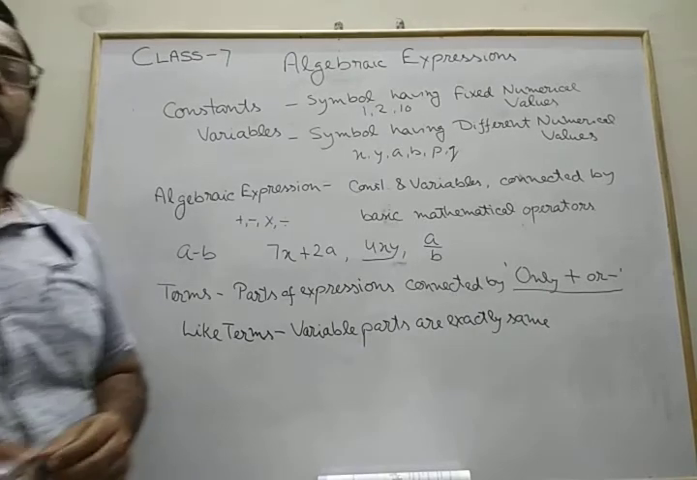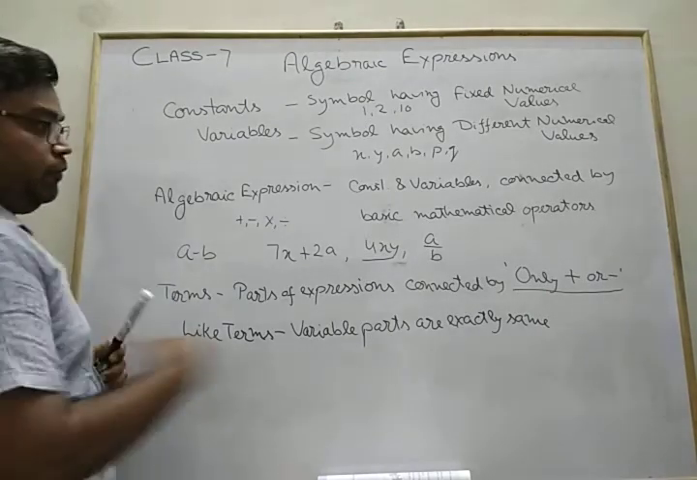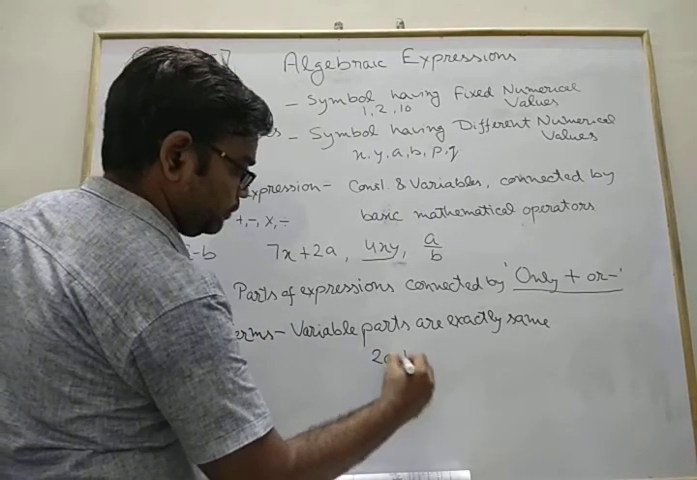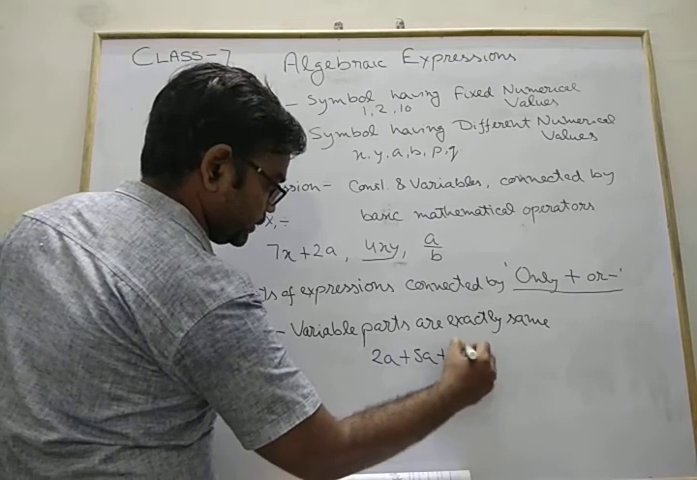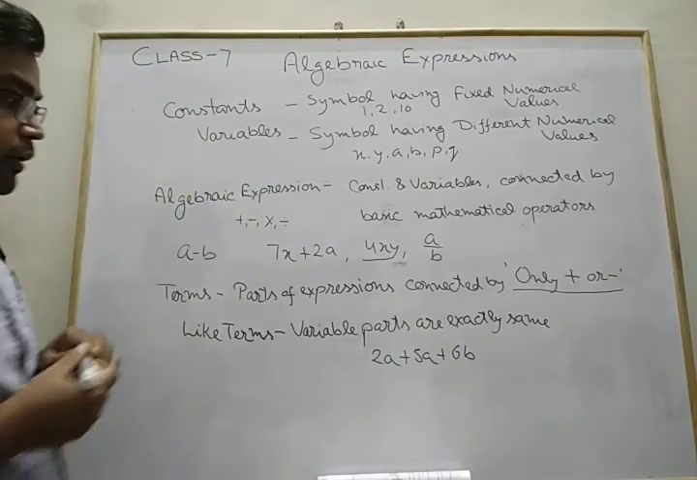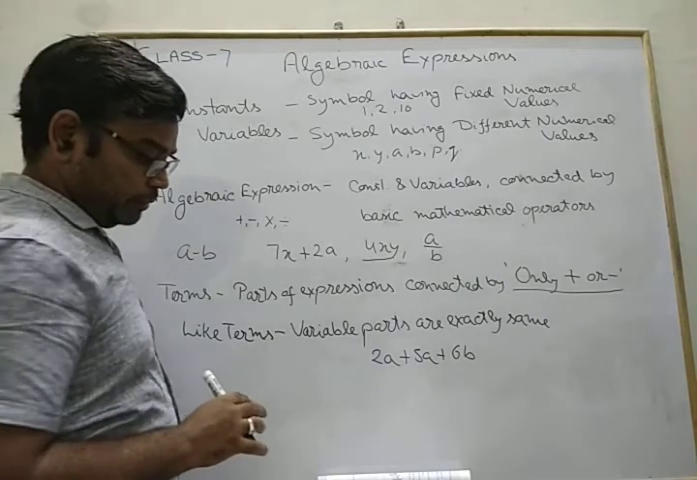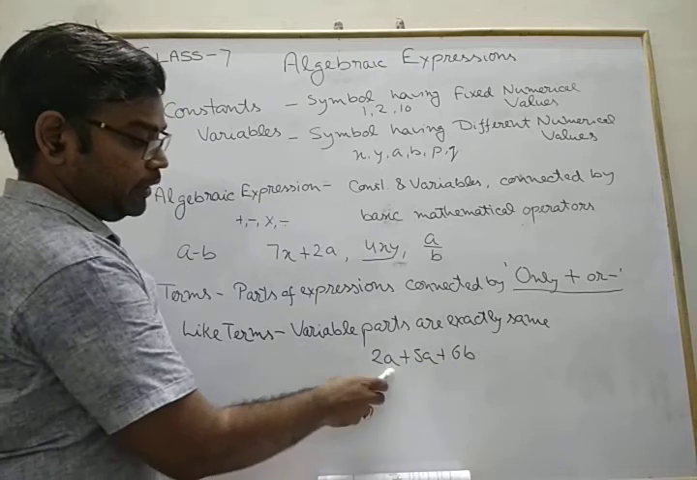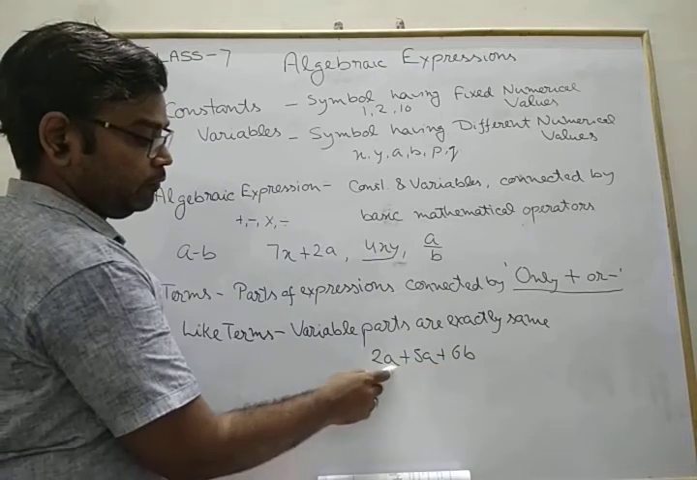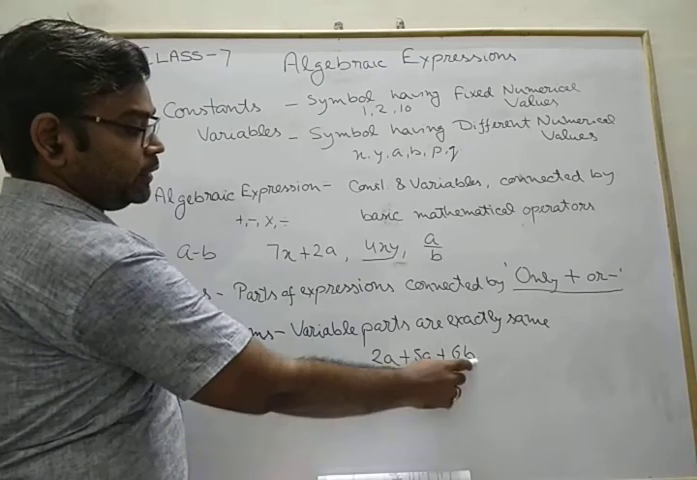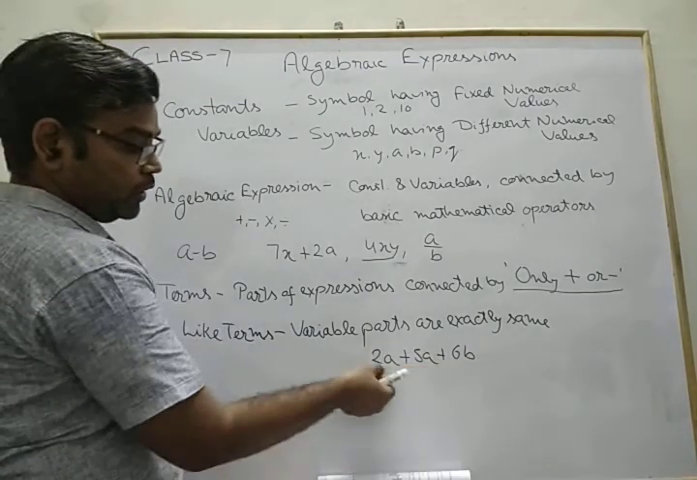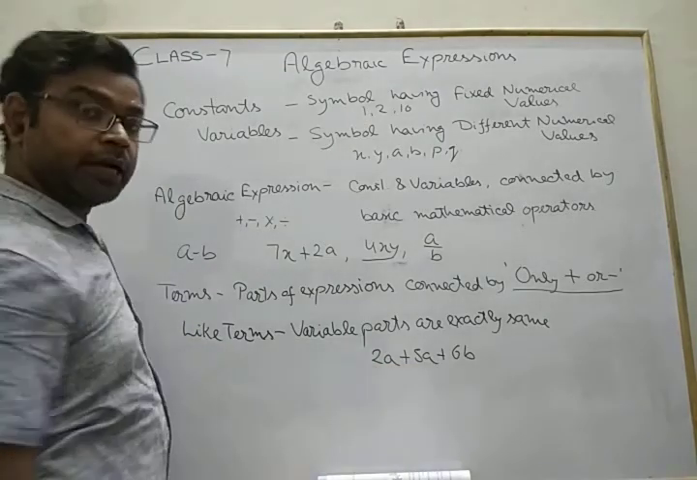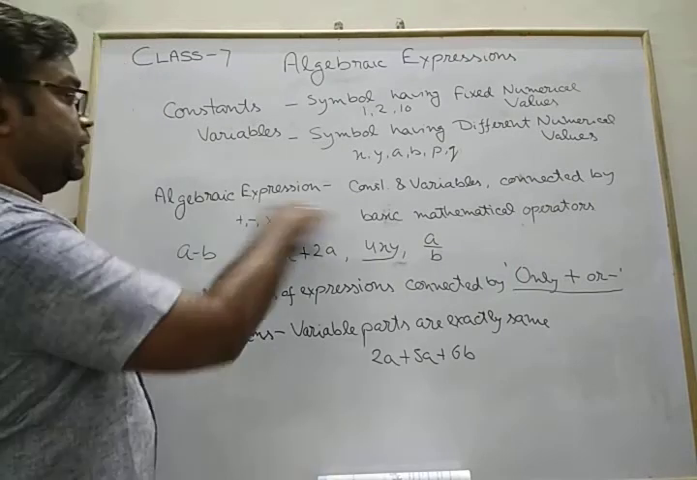So they are known as your like terms. For example, if we are using 2a plus 5a plus 6b, what do we observe? We observe only the variable part, A and B. There are three terms. In these three terms, we have one common variable part, that is A, and the other is B. So these two are known as like terms, and we are able to add or subtract the like terms in case of an algebraic expression.